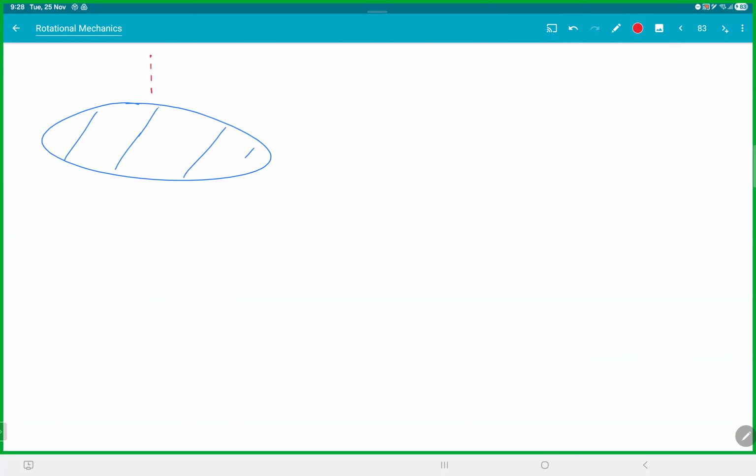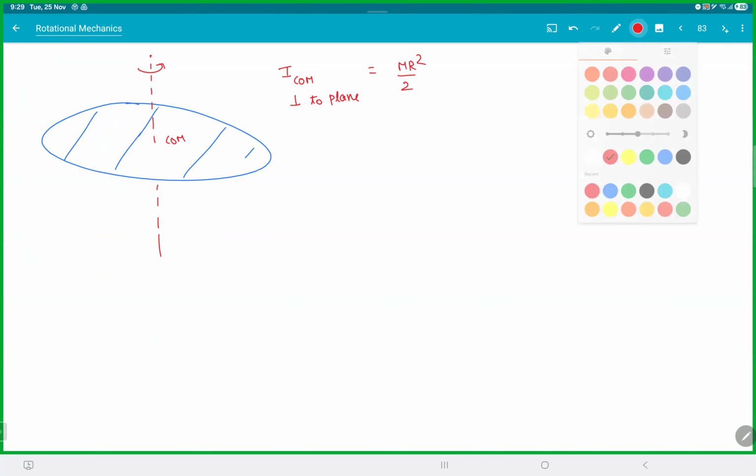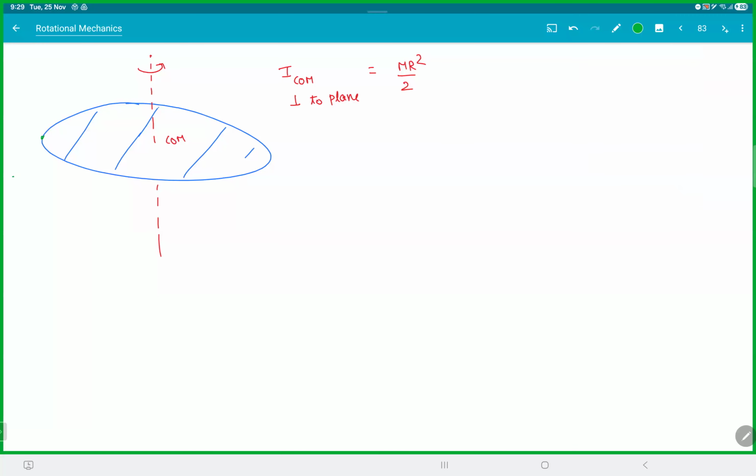So we have an axis passing through the center of mass. So I center of mass, perpendicular to the plane. This we know from integration. This is mr square by 2. Great. But in the question, you are asking about this axis which is in the plane. Okay. Are these two parallel? No. Are these two perpendicular? No. These are skew lines.